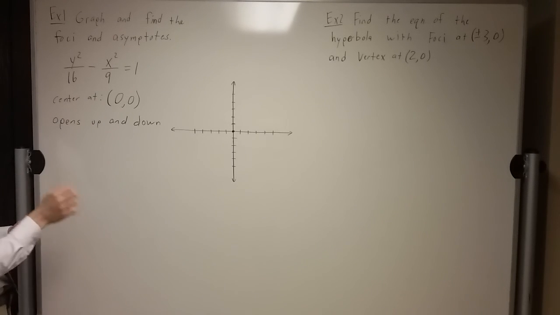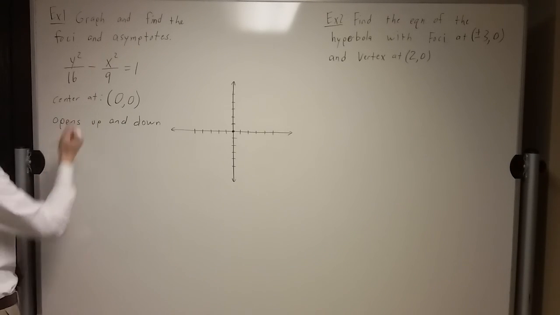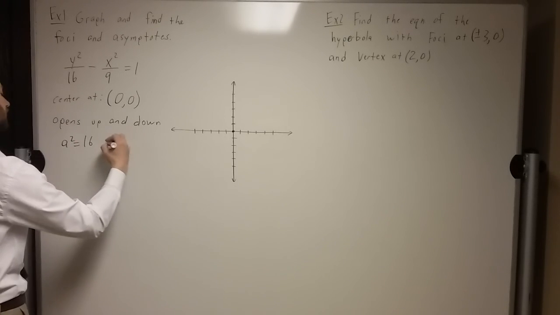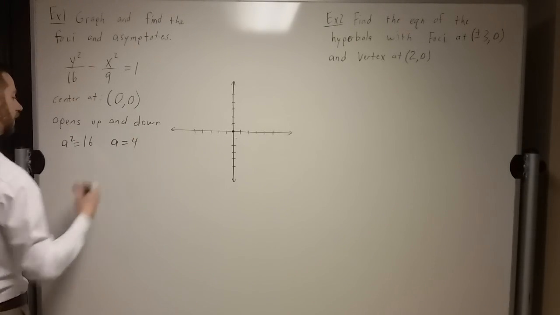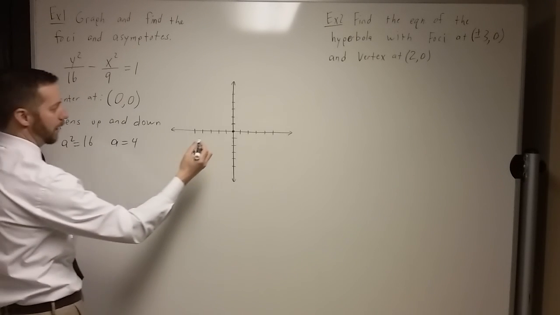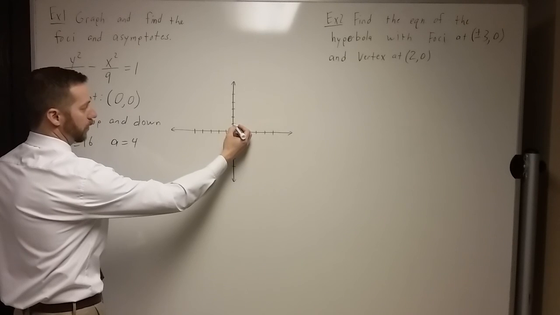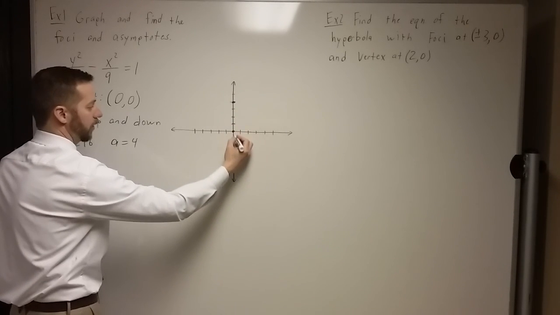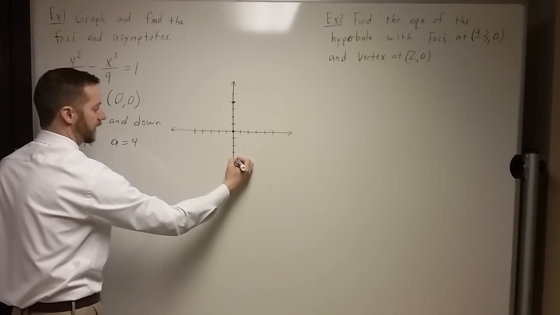And a does not have to be bigger than b. And so a squared is 16, which means in this one a is 4. Now that's under the y, so that means I want to go up and down 4. So I'm going to go up 1, 2, 3, 4. Now the reason I know I'm going up and down is because that number's under the y. So 1, 2, 3, 4 down as well.